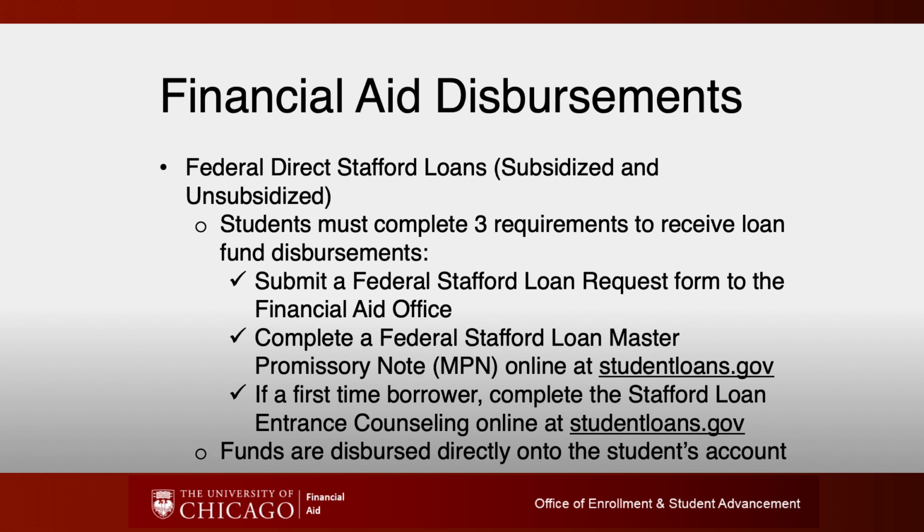Those two steps are completing a master promissory note, which is the loan agreement between themselves and the federal government, and then something called entrance counseling. Entrance counseling is like a quiz for the loan, so they know what their rights and responsibilities are. They only need to do that one time. If they've done that their first year here, that master promissory note and entrance counseling are good for 10 years, as long as they're enrolled at the institution. Hopefully they're not here for 10 years.